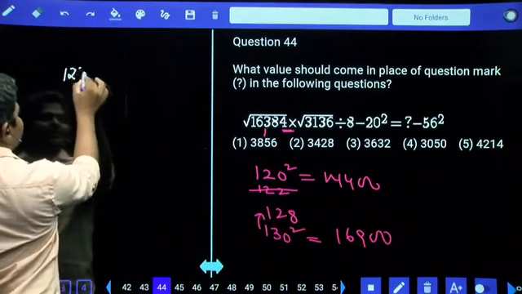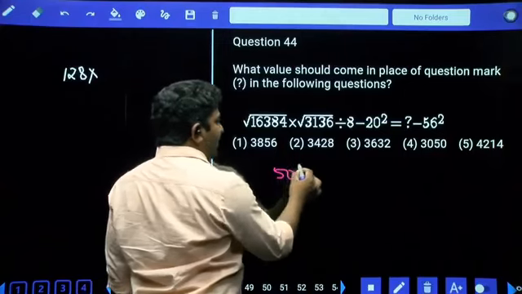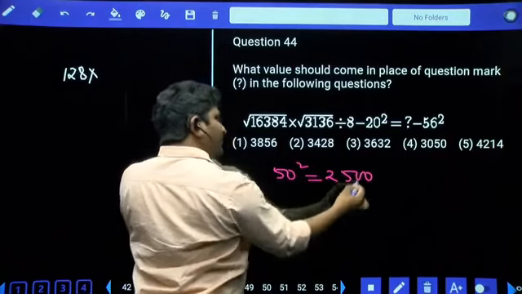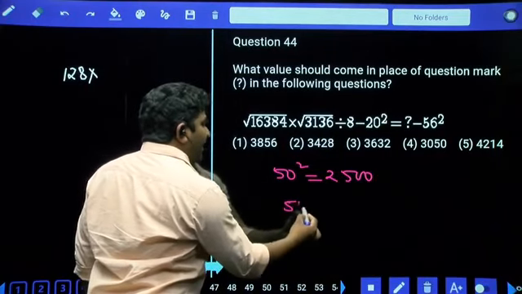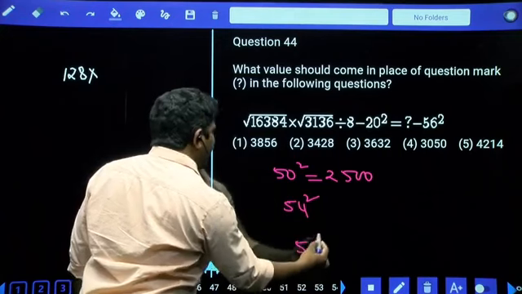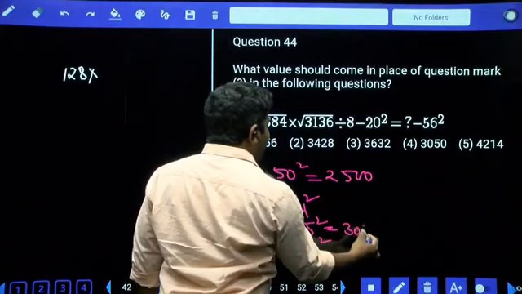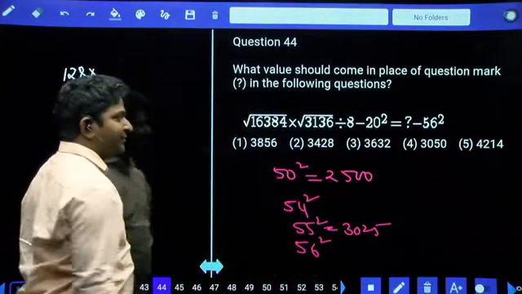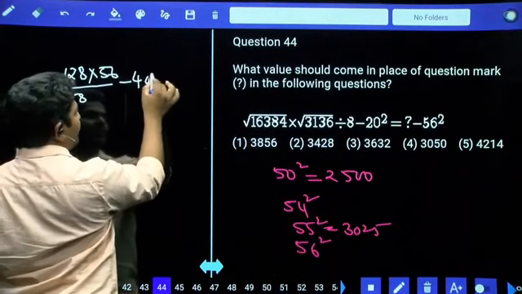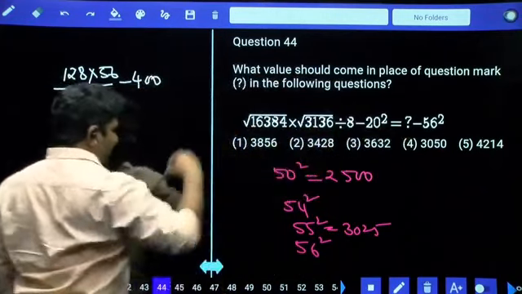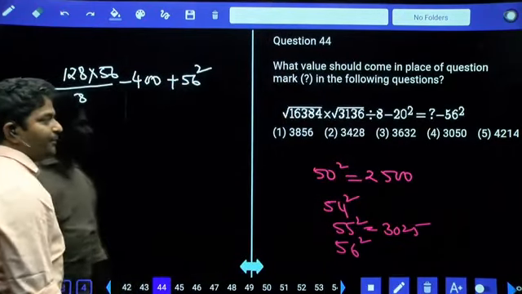So 128 into 3136. 50 square is equal to 2500. As this is ending with 6, it has to be either 54 square or 56 square. Between these two, let's consider 55. That is 3025. This is more than that, hence it is 56 only. Into 56 divided by 8 minus 20 square, 400. Minus 50 square, take that value to left hand side, that becomes plus 56 whole square. That is equal to x value.